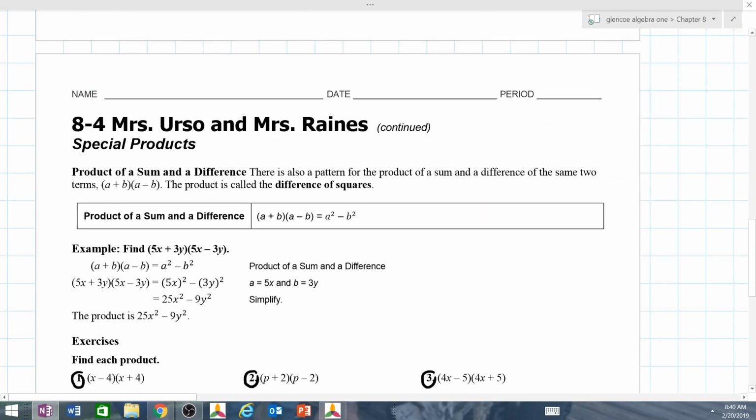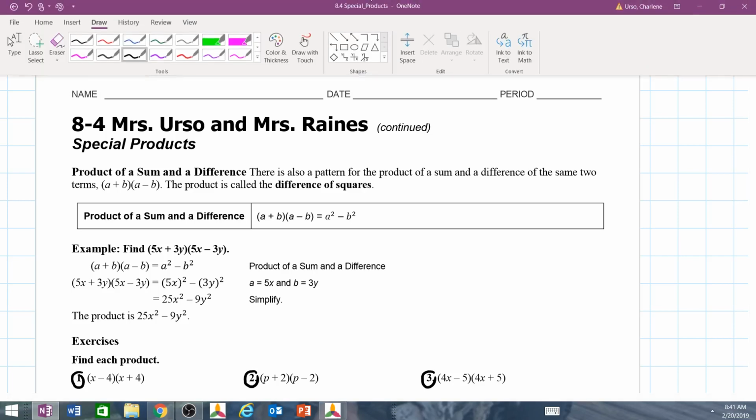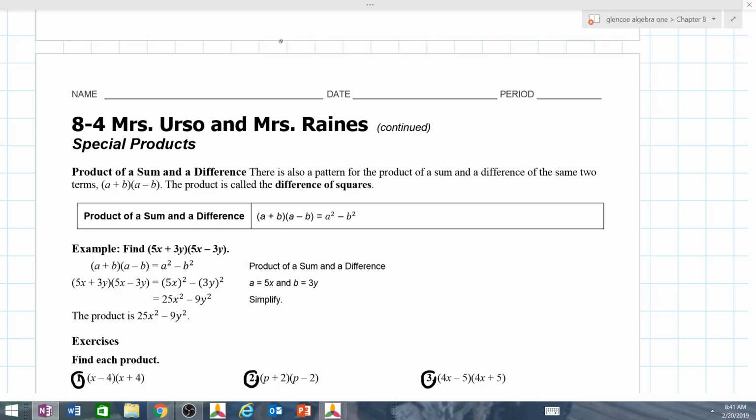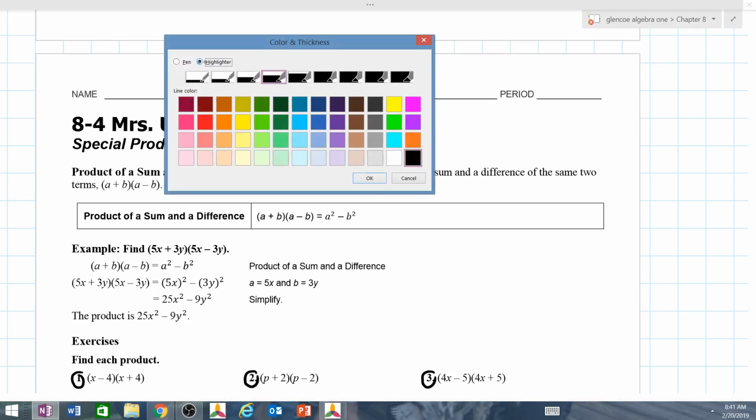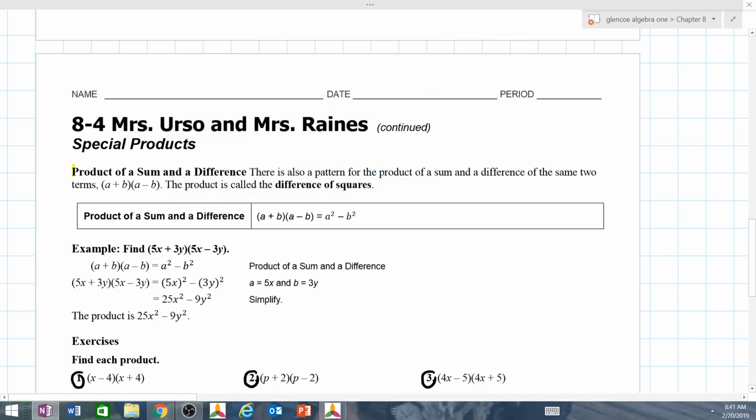Let's look at the next part of the lesson, which is the product of a sum and a difference. This is also known as the difference of squares, or the difference of two squares. So you should know both names. Okay, so let's just go ahead and fill you in. The product of a sum and a difference, or the difference of two squares.